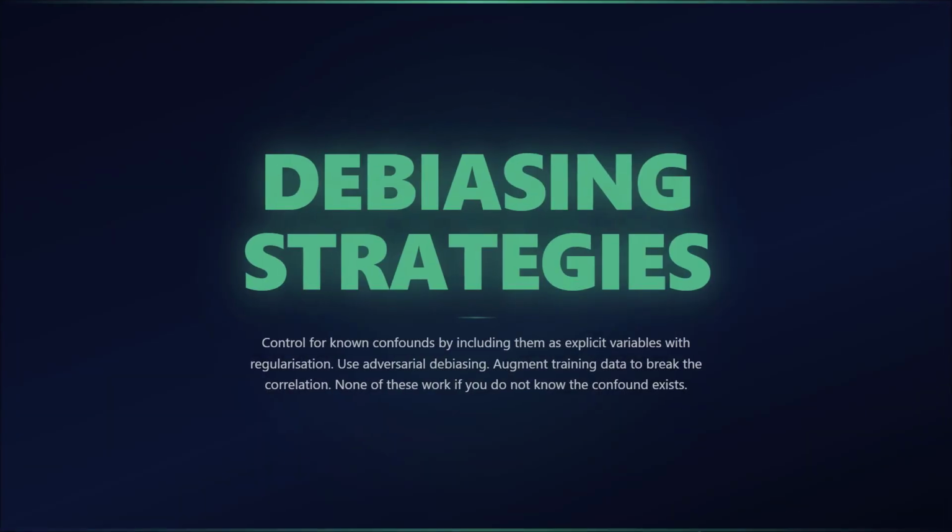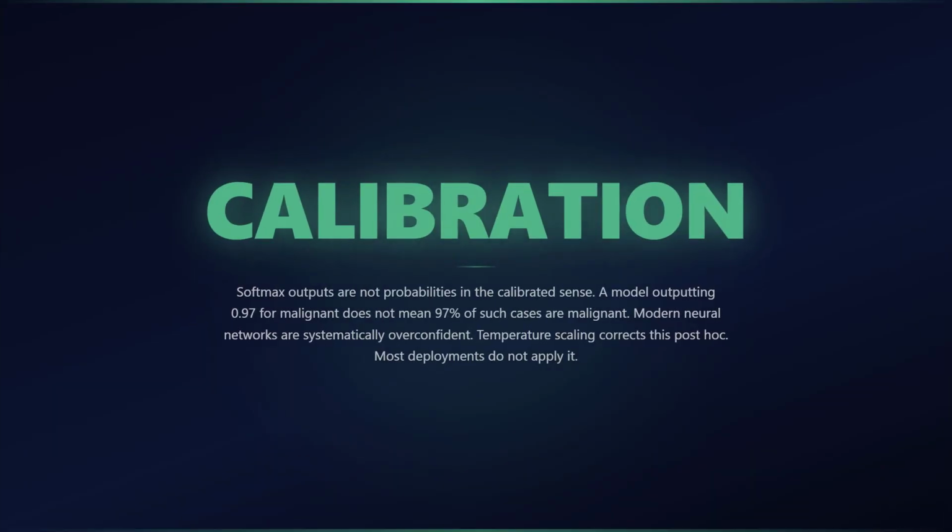Is there a way to design the training so it can't find shortcuts? Like force it to look at the right thing? You can control for known confounds by including them as explicit variables and adding regularization terms that penalize learning them. You can use adversarial debiasing. You can augment the training data to break the correlation. None of these work if you don't know the confound exists. The scale bar only becomes a problem once you think to look for it.